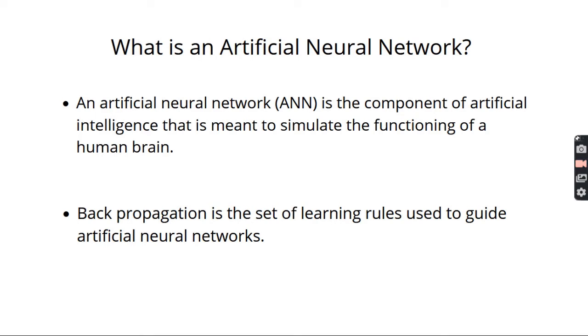An artificial neural network is basically a part of AI, and AI, as you know, is the buzzword. It's meant to simulate the functioning of a brain and to make the computer make decisions much faster and more efficiently, with inputs of data and getting more efficient data. This artificial neural network uses a certain algorithm called the backpropagation algorithm, which is a set of learning rules, and it is used to guide the ANNs.